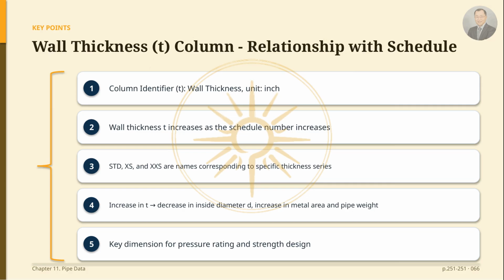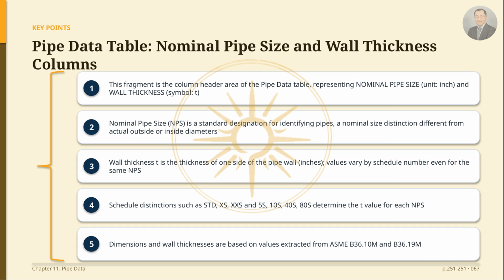As the wall thickness T increases, while the outside diameter remains fixed, the inside diameter D decreases, and the metal cross-sectional area and the weight per unit length of the pipe increase. Therefore, this wall thickness value is used as a key dimension in determining the pressure rating and strength design that the pipe can withstand. This slide is a data table defining the relationship between the nominal pipe size, NPS, and the resulting wall thickness T.